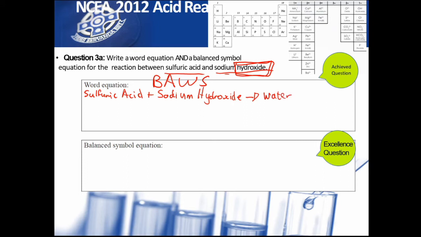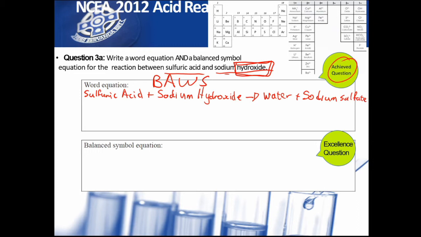Water. Now, the hydroxide side, sodium goes into the water, and the acid, the hydrogen part of that, goes into the water. So we have sulfur remaining and sodium. Sulfur sodium, no, that doesn't sound right. Sodium sulfate. Okay, there's our word equation, and we've just achieved merit.